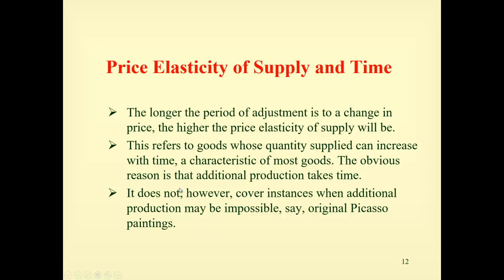Now, if it doesn't take time, however, cover instances like when additional production may be impossible, say, an original Picasso painting, or Van Gogh's painting, or so many other things. So in that case, for example, Jackie Kennedy dies and you can't supply additional belongings of hers, so it has nothing to do with time. So in that case, supply is vertical.